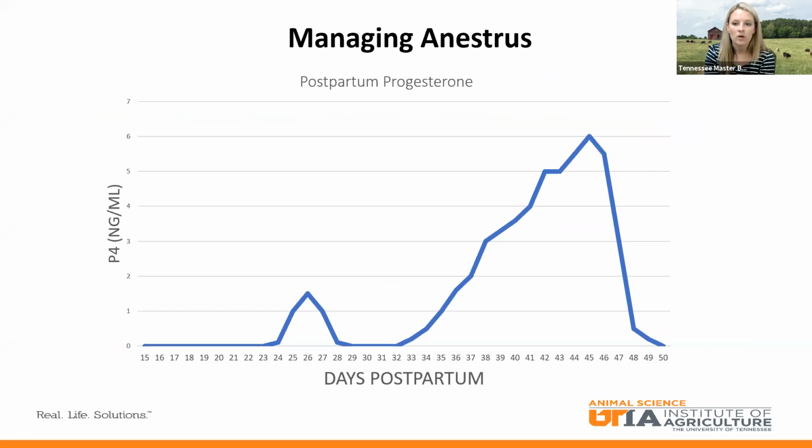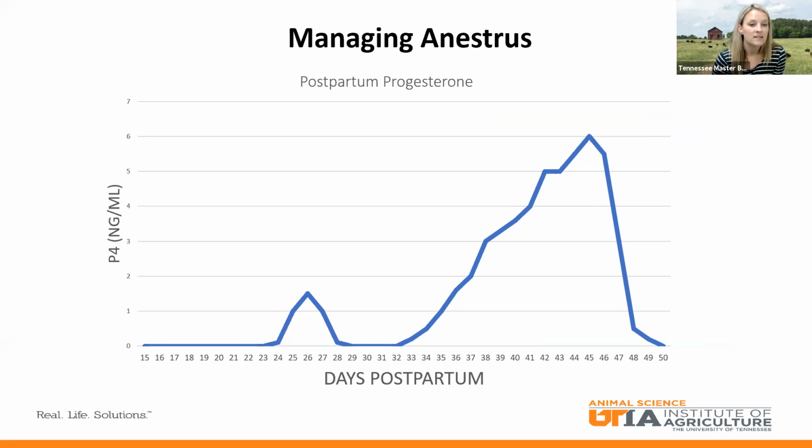Okay, but how does it work when we're looking at ways to manage this anestrus using tools that we have available? So this graph is showing progesterone concentrations post-calving in a cow. The blue line with the peaks is just showing the amount of progesterone in her bloodstream after she calved, which would be day 0. And you'll see this real small peak right before we get to a larger peak.